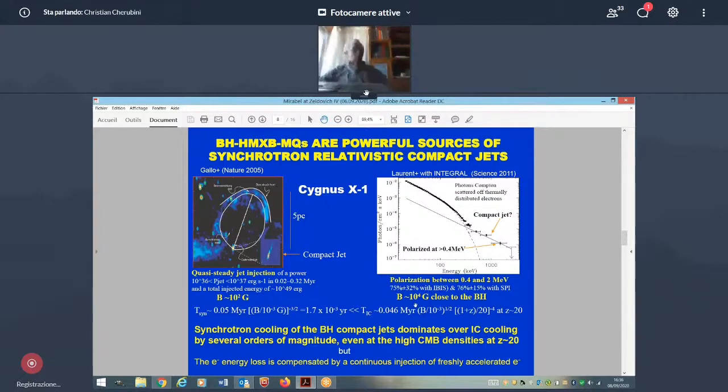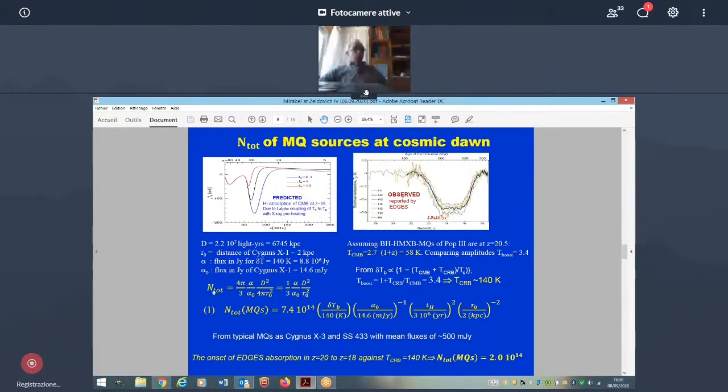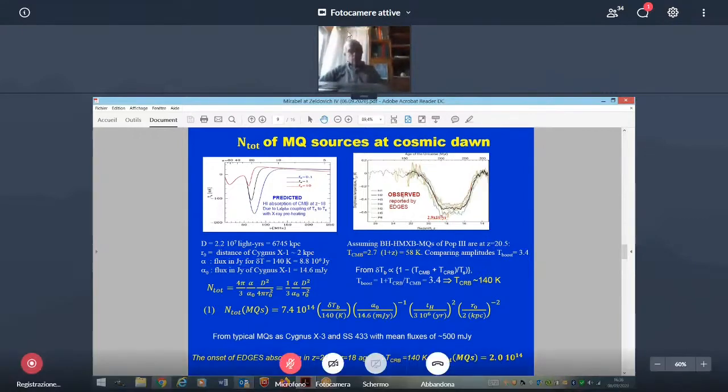Okay. Well, we have asked how many microquasars should be needed to account for this excess absorption of EDGES. And we found out that using what we know about microquasars in our galaxy, there will be needed 2 × 10^14 microquasars formed at cosmic dawn during an interval of time of 30 million years.